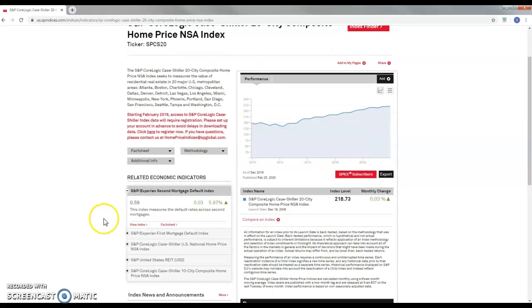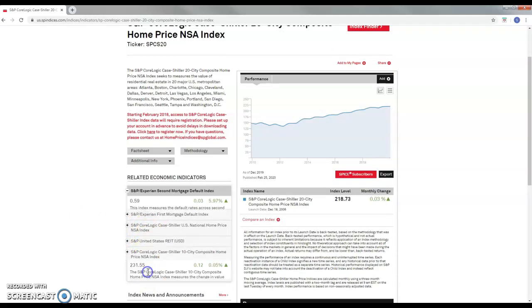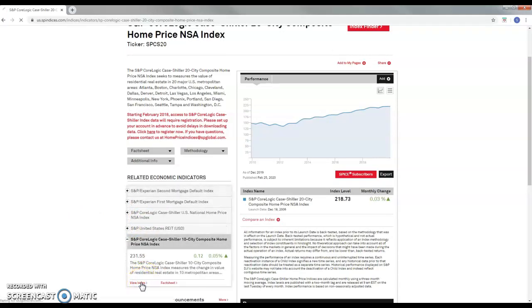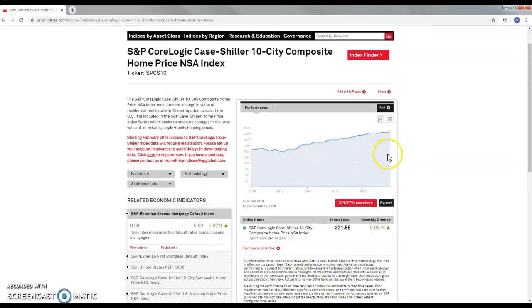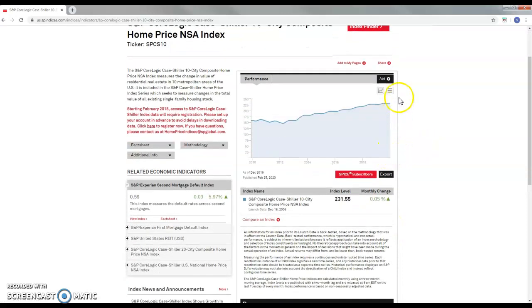118.65% greater than in 2000. And then again, let's go down here and let's click on the 10 city index. And for that one, we're at 231.55, which would mean we're 131.55% higher than the year 2000.